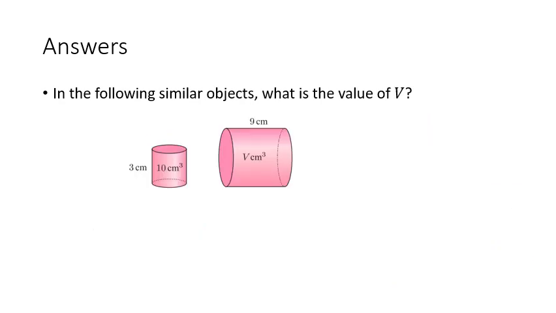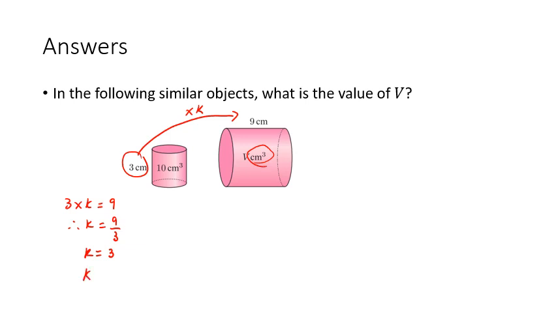Okay, let's see how you went in our last one. We know that if we're timesing 3 by k, we get to 9. So 3 times k equals 9. Therefore, k is equal to 9 over 3. K therefore is equal to 3. Now here we're looking at the volume of it, because we can see that it's in centimeters cubed. Therefore we need to find out what k cubed is. That's 3 cubed, and that equals 27.